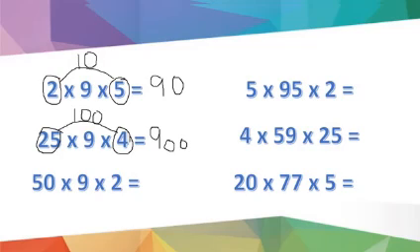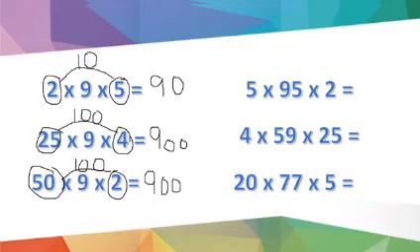50 times 9 times 2. 50 by 2: 5 by 2, 10, and add 1 zero at the end of the number. So it's 100. 100 by 9. 9 by 1, 9, and add 2 zeros, so it's 900.